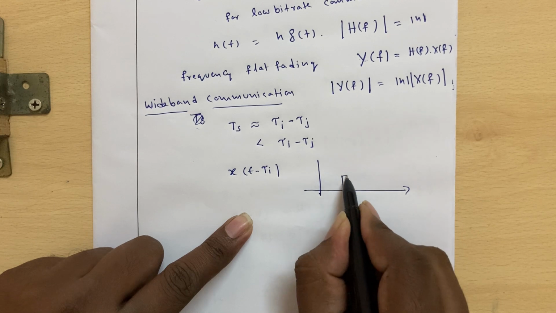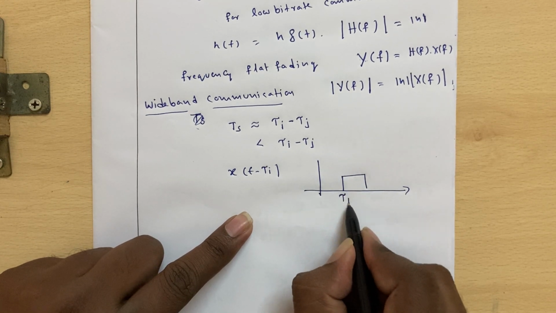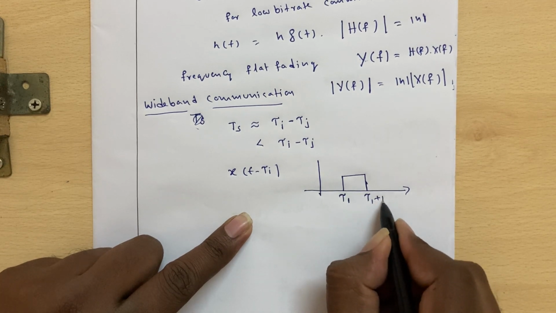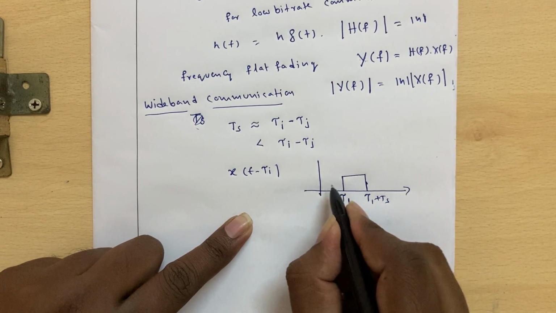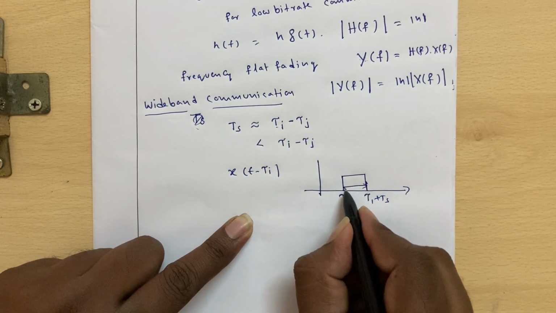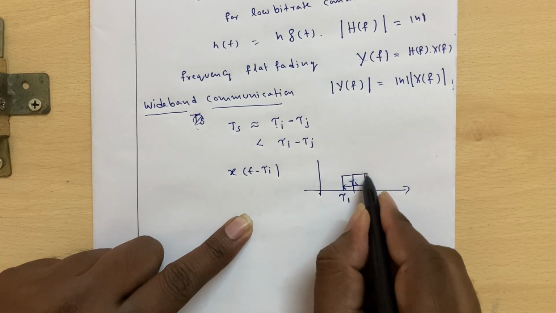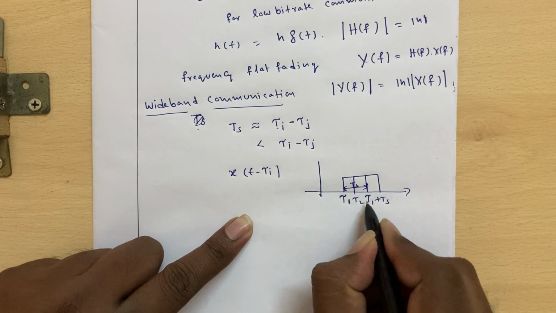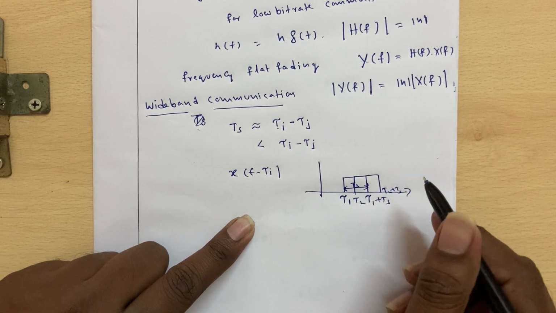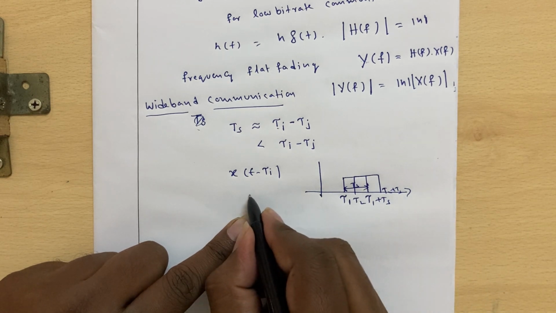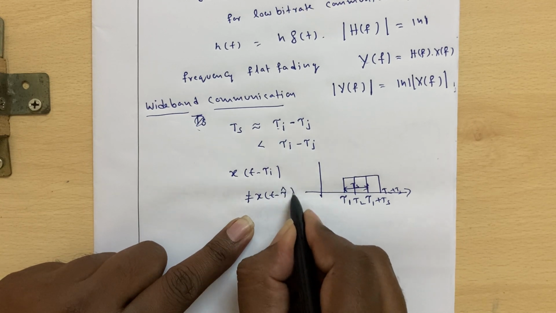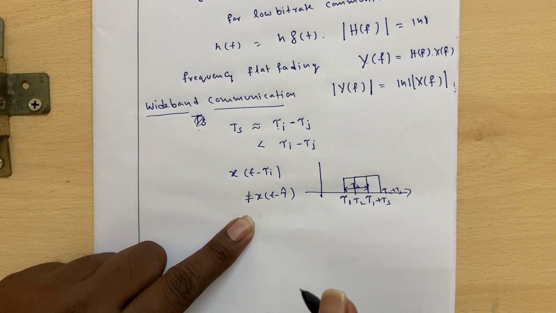So for i equal to 1, it will span from tau 1 to tau 1 plus Ts. And for i equal to 2, because the difference between propagation delays is comparable with this duration Ts, the next replica will be from tau 2 to tau 2 plus Ts. Now all these superimposed replicas cannot be taken as x of t minus tau hat.